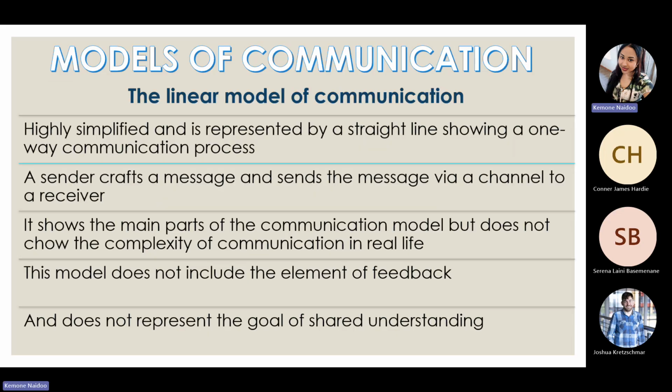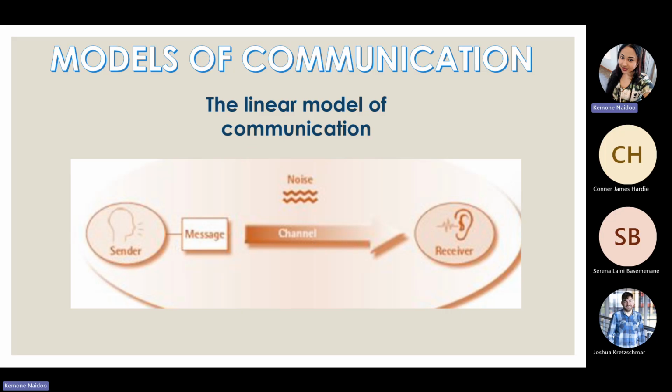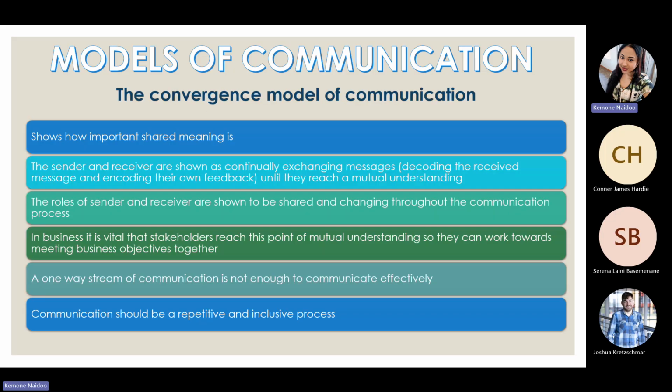So in this type of model, we look at a sender, the receiver, and the channel in which the message is being sent. And remember, it does not include the element of feedback. So it's not a very good representation of shared understanding, or there is no shared understanding from this because we don't have any feedback that shows that. But when we move on to a convergence model, this type of model does show a shared understanding.